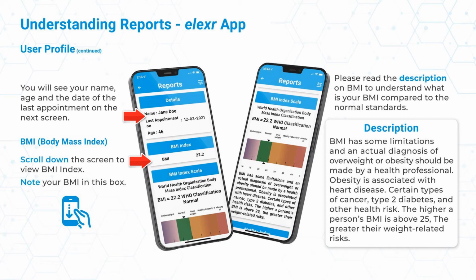Description. BMI has some limitations, and an actual diagnosis of overweight or obesity should be made by a health professional. Obesity is associated with heart disease, certain types of cancer, type 2 diabetes, and other health risks. The higher a person's BMI is above 25, the greater their weight-related risks.